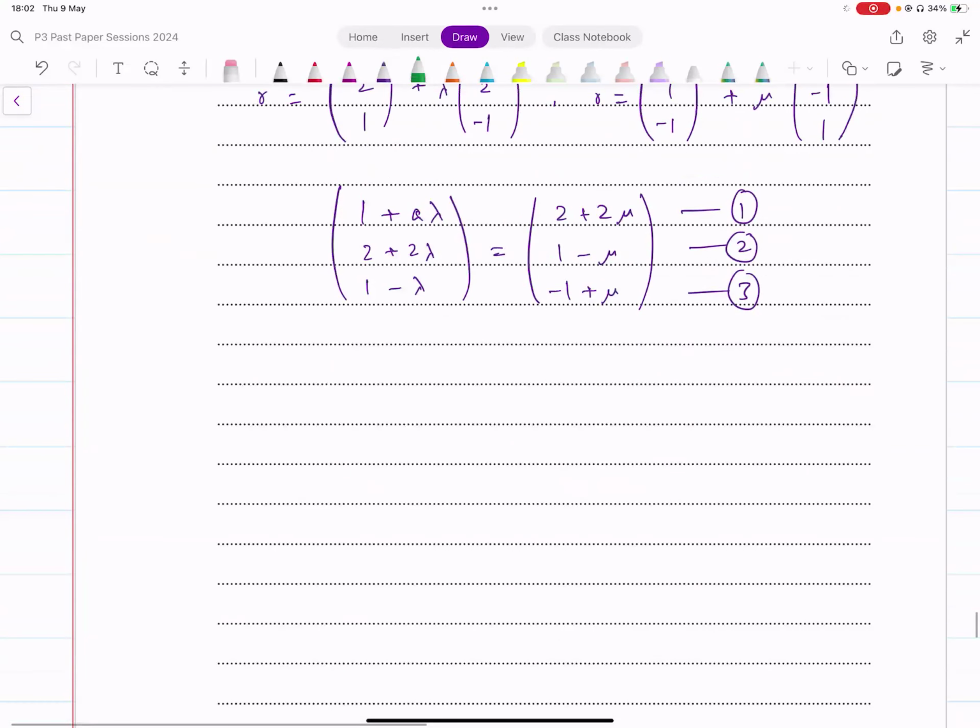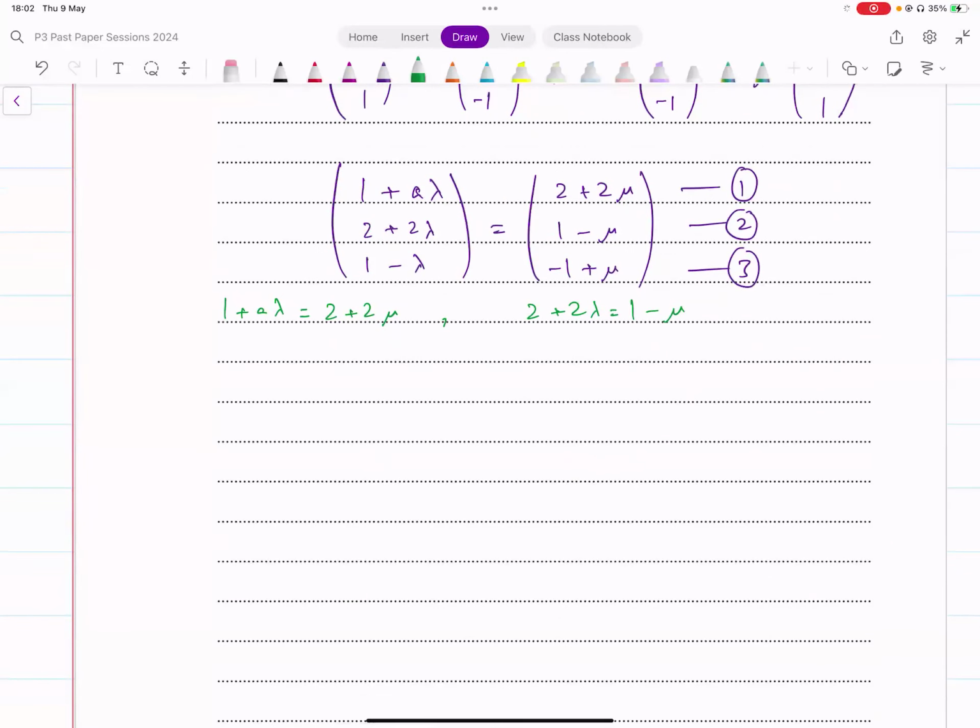Let's do that. 1 plus A lambda equals 2 plus 2 mu. And then 2 plus 2 lambda equals 1 minus mu. All right. Okay, now let's make one of the variables the subject here. I think it's going to be easier if we make mu the subject from the second equation. That will give us mu equal to 1 minus 2, which is minus 1 minus 2 lambda. Put this in the first equation.